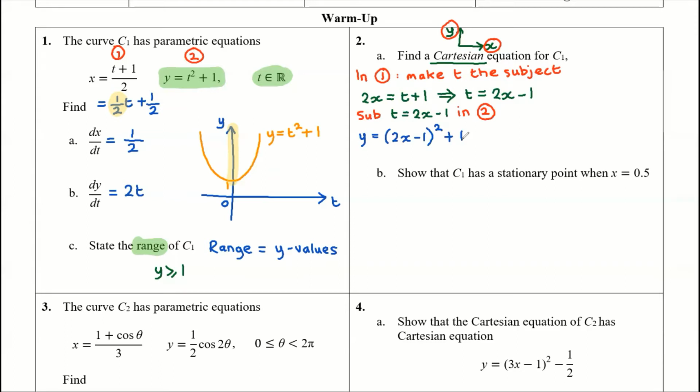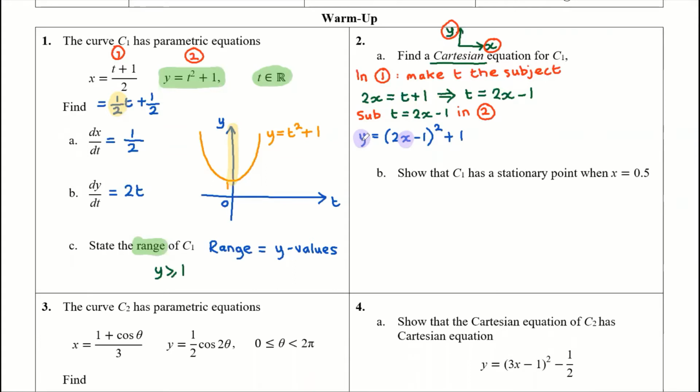We're not asked to write it in a particular way. We're simply told to write it in Cartesian form. And we know this is Cartesian form because the only variables we have that we can see are x and y. It doesn't matter whether y is a subject or not. They just have to be in terms of x and y.